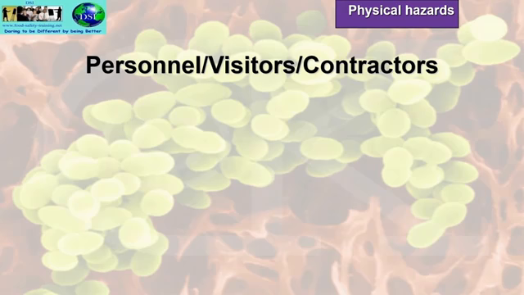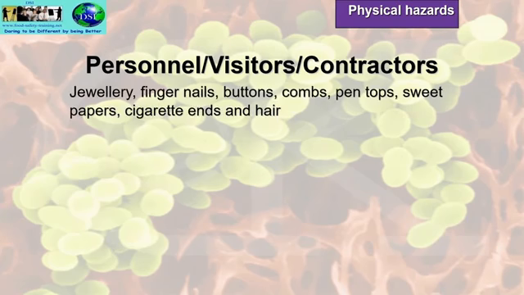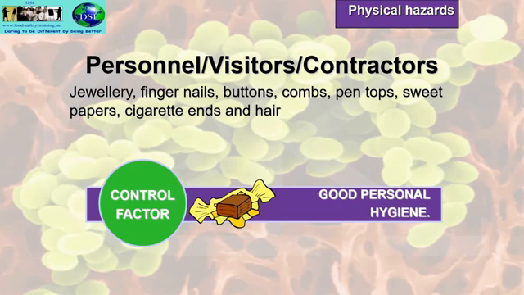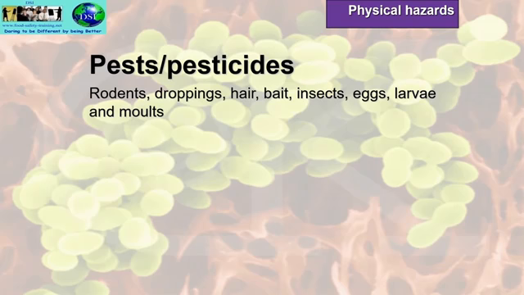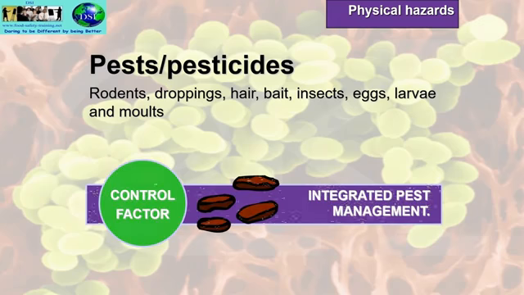Personnel, visitors and contractors. With these you could get jewellery, fingernails, buttons, combs, pen tops, sweet paper, cigarette ends and hair. Bits of tissue, and there's other things as well. Control factor, good personal hygiene. Pests and pesticides: rodent droppings, hair, bait, insects, eggs, larvae and moults. The control factor is to have a good integrated pest management system, which we'll cover in a later lecture.